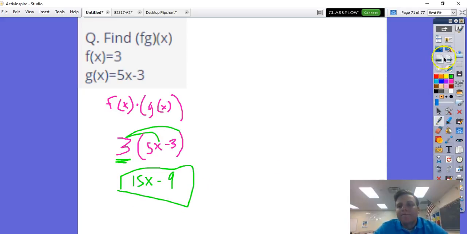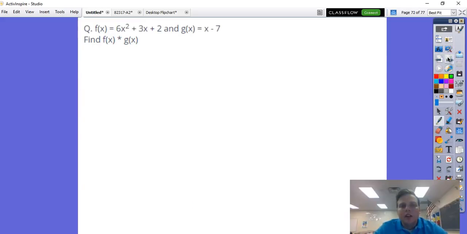All right, next problem. Okay. So this one's a long one. It gives me f of x and it gives me g of x, and it says f of x times g of x. So here's f of x, 6x squared plus 3x plus 2 times x minus 7. All right, I know this seems harder, but guys, all it is is longer.